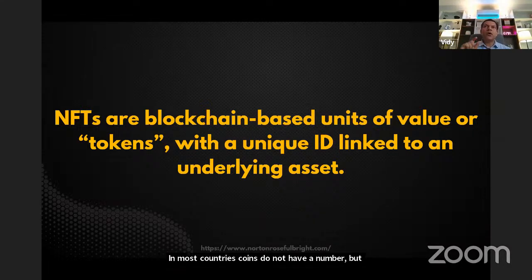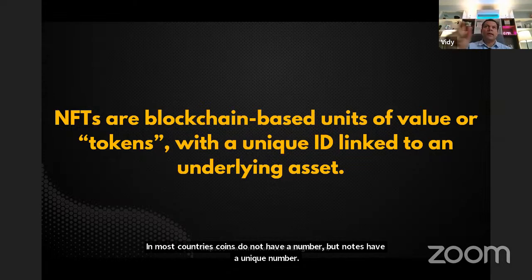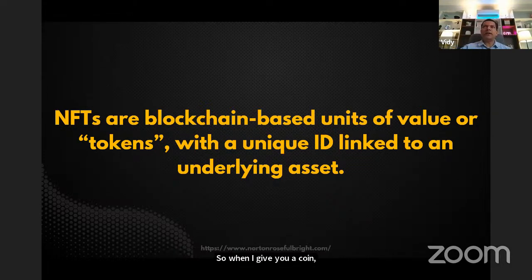So when I give you a coin and you mix it in a jar with other coins, you cannot figure out which coin I gave you because there is no ID associated with it. Whereas when I give you a note and you record the note number, even if you mix it, you can always find out which note I gave you because you have that number. So a coin is a fungible token and a note is a non-fungible token. I hope that analogy will be helpful for you to understand the difference between fungible and non-fungible tokens.